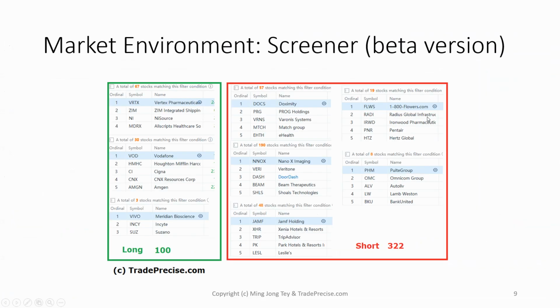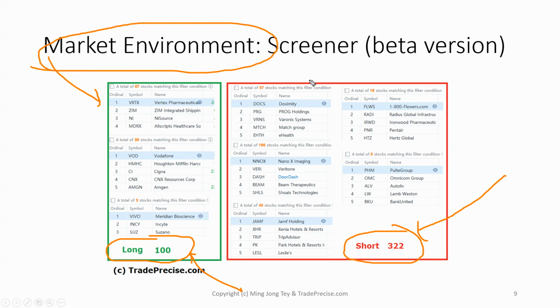All right, so next one. This is the market environment based on the screener that I'm still developing. It's still in beta version. So that is the bullish scan. I got maybe 6 or 7 different combinations, and overall, I think it's probably worth a look at about 100 stocks. But for the bearish stocks, easily I can have about 300 more stocks. So you can tell from this, the market environment is still generally bearish.